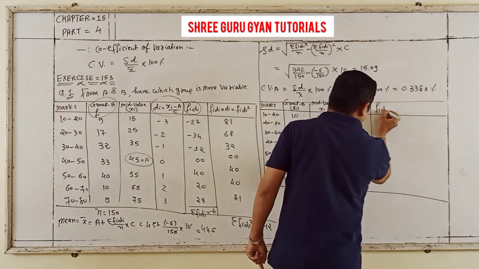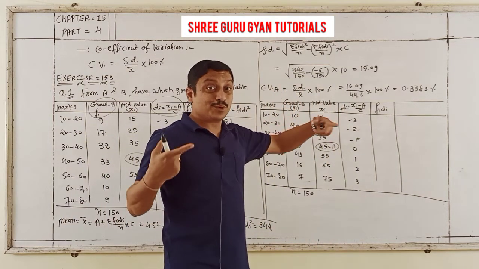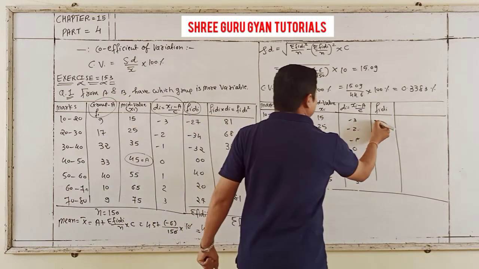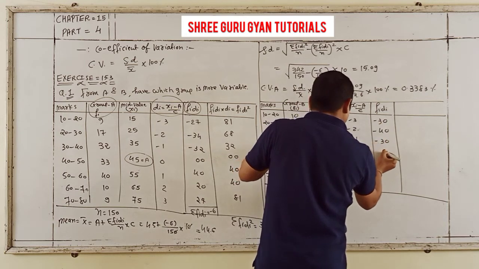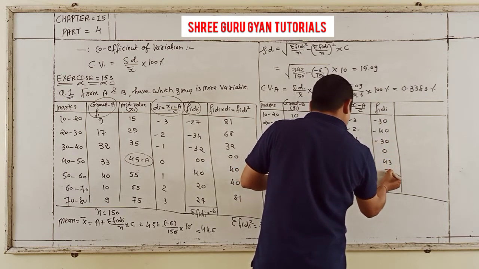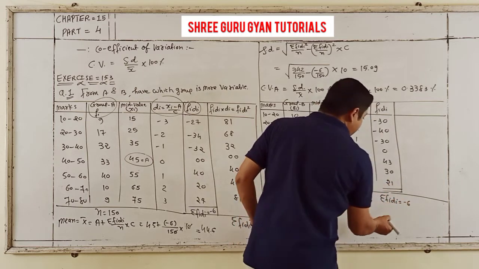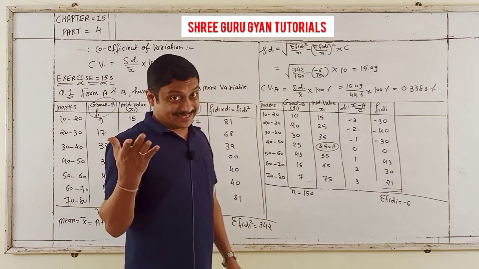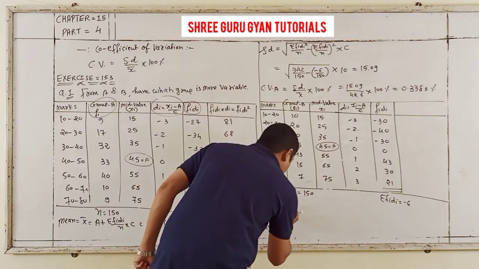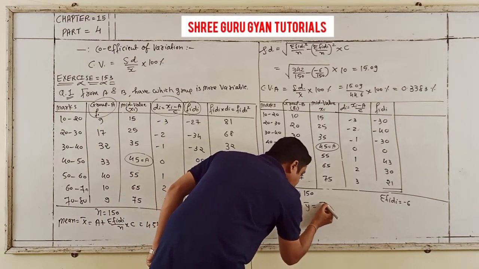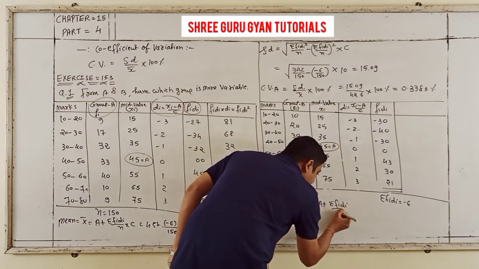So first fidi: fi multiplied with di gives minus 30, minus 40, minus 30, 0, 43, 30, and 21. Sigma fidi is the same as in the previous case, minus 6. So these are the same, which means the mean is also the same. So my second type of mean: x bar equals A plus sigma fidi into C.